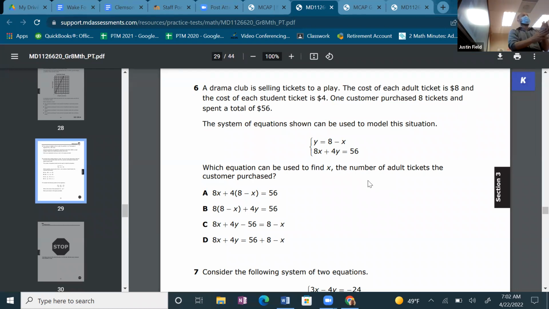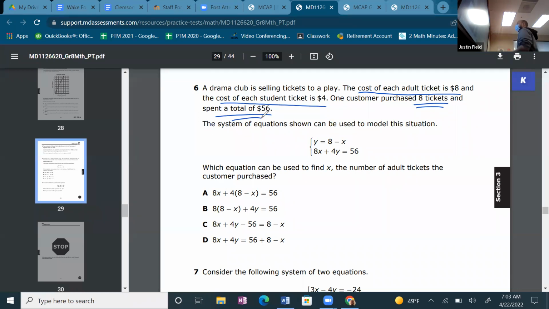A drama club is selling tickets to a play. The cost of each adult ticket is $8. We should underline that. The cost of each student ticket is $4. One customer purchased 8 tickets and spent $56. Oh, that's the same equation.